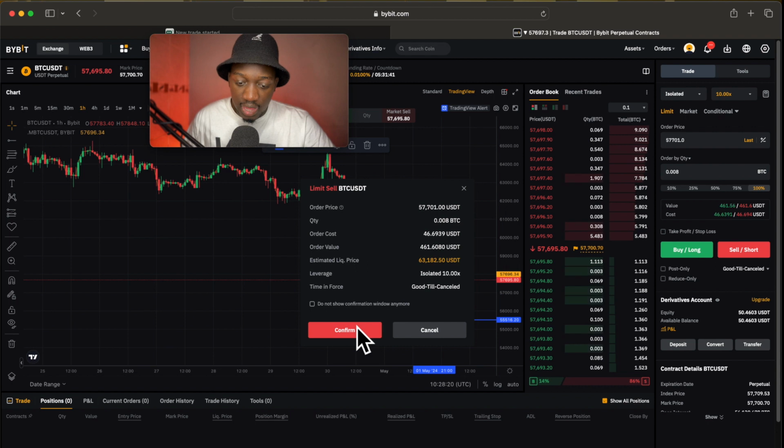So I'll click short and I can just click confirm, but you can see that my liquidation price is at the price of 63,182. So if the price of Bitcoin goes to 63,182, I'm going to get liquidated and I'll lose the whole available balance that I have in my wallet. So this is the most important part that you have to pay attention to, and this is the order value, because we're using leverage. We multiplied this 50 USD by 10 and it's giving us this value in USD, and it cost us 46 USD. So this is what it's all about.